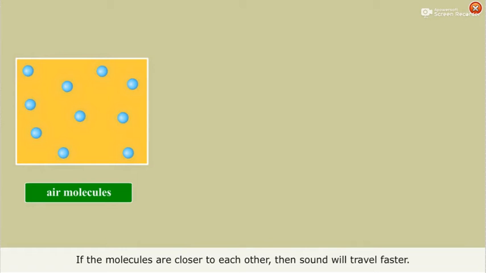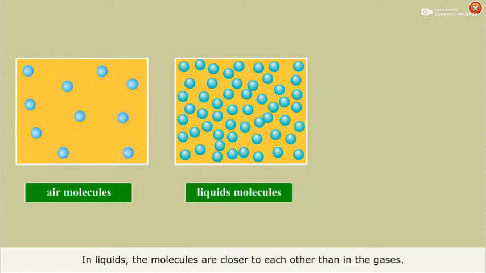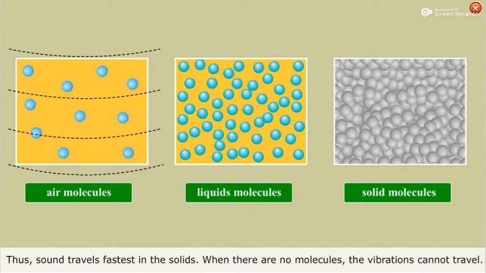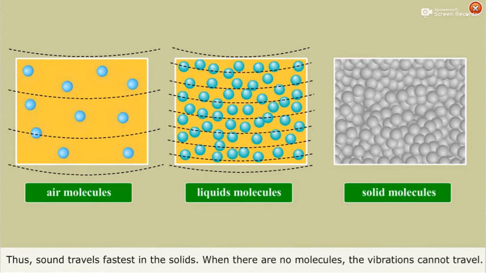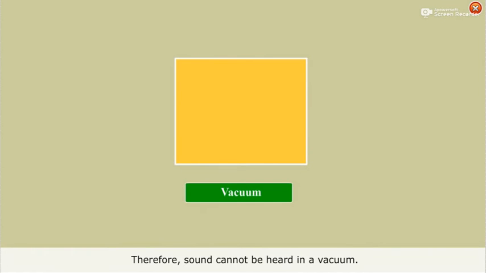If the molecules are closer to each other, then sound will travel faster. In liquids, the molecules are closer to each other than in gases. In solids, the molecules are tightly packed as compared to gases and liquids. Thus, sound travels fastest in solids. Where there are no molecules, the vibrations cannot travel. Therefore, sound cannot be heard in a vacuum.